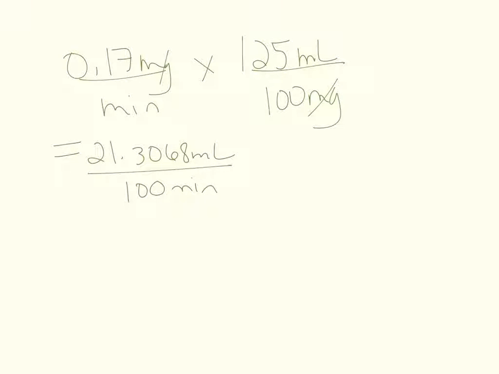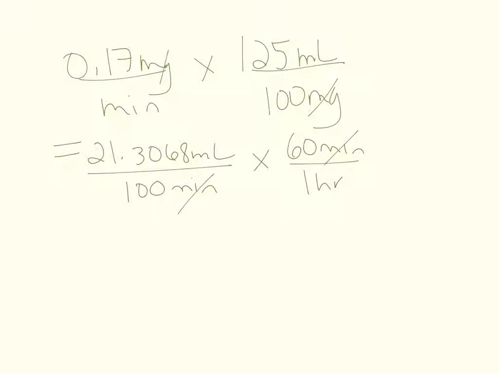And that's great. We want milliliters on the top. We want time on the bottom, but right now our time on the bottom is in minutes, and that's not what we want. We want it to be in hours. That's not a problem. All we're going to do now is multiply 21.3068 milliliters over 100 minutes by our unit fraction of 60 minutes over 1 hour. So that way the minutes cancel out, and we're left with a denominator of hours.